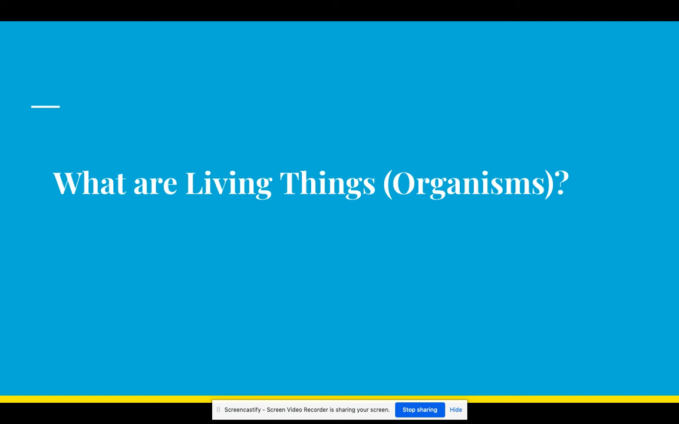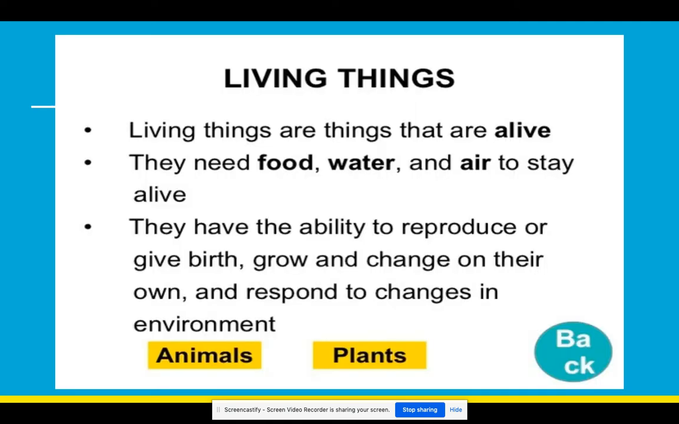Because that's how we know them as well. Living things are alive. They need food, water, and air to stay alive. They have the ability to reproduce or give birth. They grow and they change on their own and respond to changes in the environment. And some examples of living things are animals and plants.